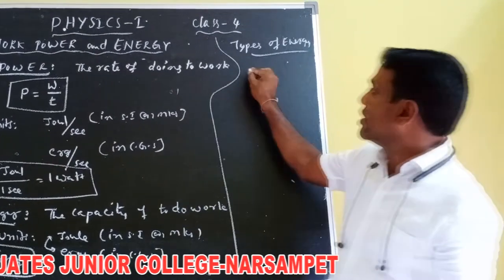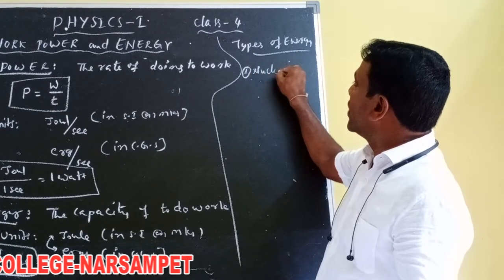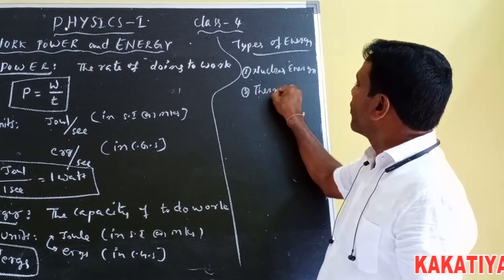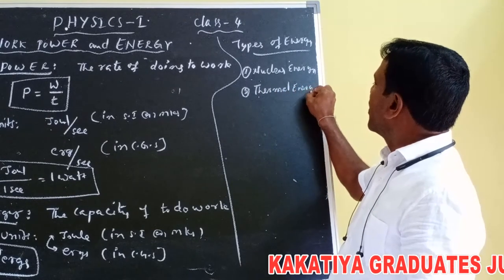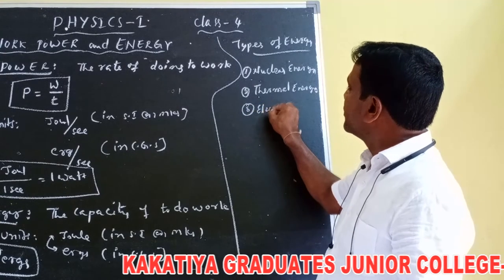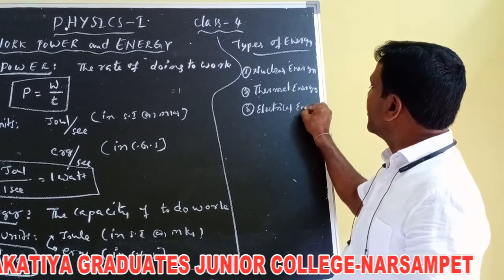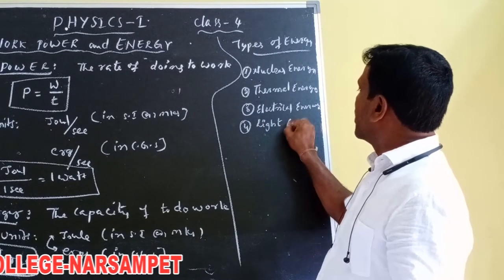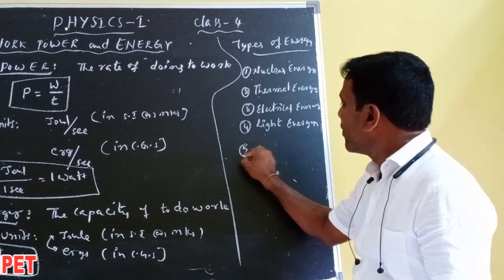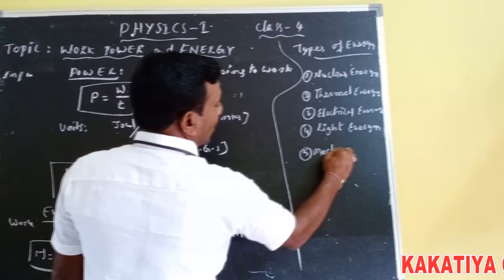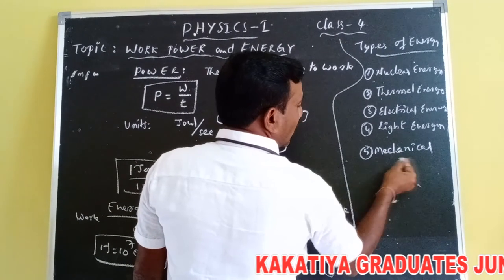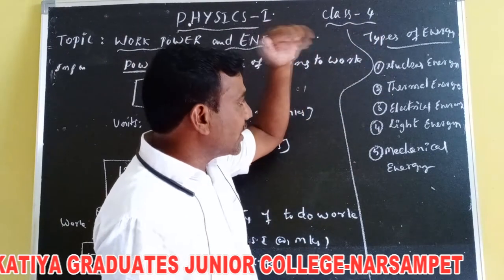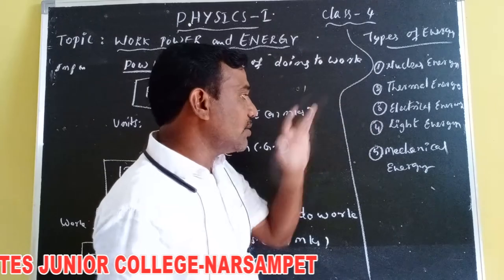For example, first, nuclear energy. The second one, thermal energy. The third one, electrical energy. The fourth one, light energy. The main source, solar, is also light energy. And the fifth one, mechanical energy. Okay, there are many types of energy. First is nuclear energy, thermal energy, electric energy, light energy, and mechanical energy.